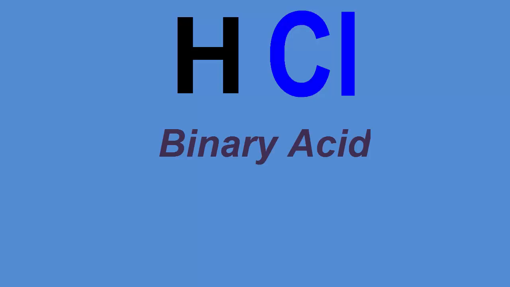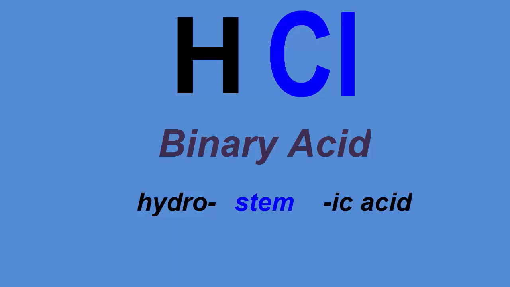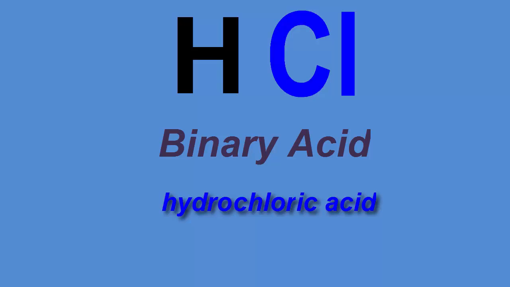If there is only one element after the H, this is called a binary acid. Binary acid names always start with the hydro prefix and end with ic acid. The stem of the name comes from the element hydrogen is bonded to. For instance, HCl would be named hydro, chlor for the stem, and then ic acid, giving us hydrochloric acid.